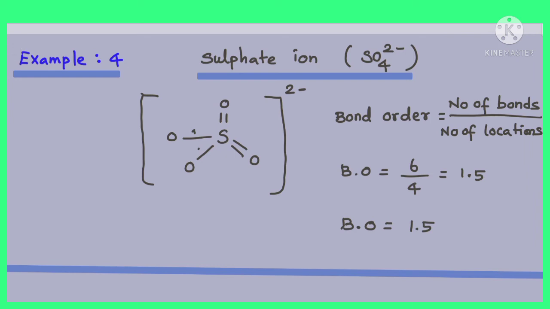Now the formula: number of bonds divided by number of bond locations. The number of bonds is 6 because there are 2 single bonds and 2 double bonds. The number of bond locations is 4 because there are 4 sulfur oxygen bonds: 2 sulfur oxygen single bonds and 2 sulfur oxygen double bonds. So 6 divided by 4 is nothing but 1.5.